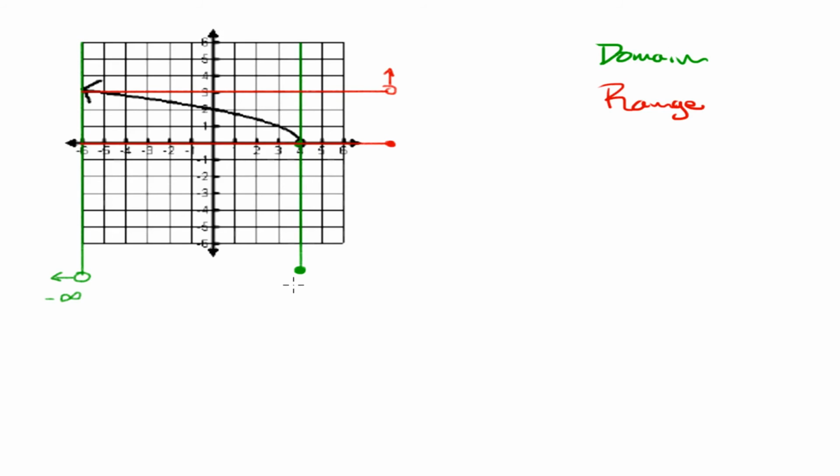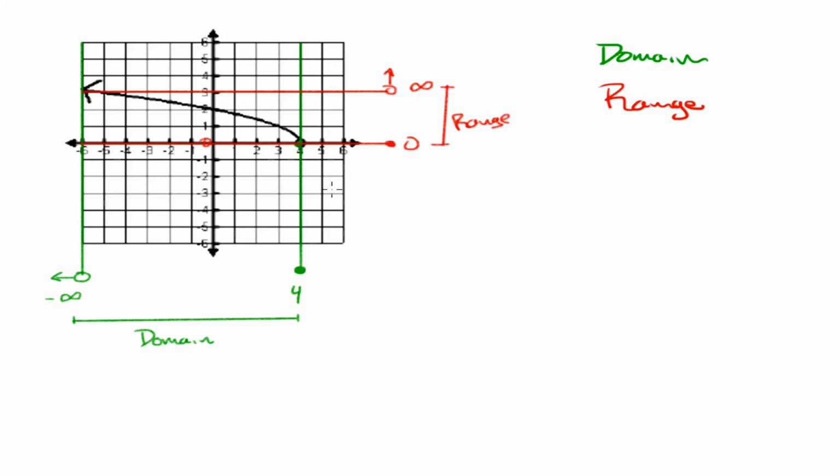Right here is 4. Down here is at 0. That number is 0, so this is 0. And if I go up forever, that's +infinity. So my range goes from 0 to +infinity, and my domain goes from -infinity to 4. Here's my domain, and here's my range.